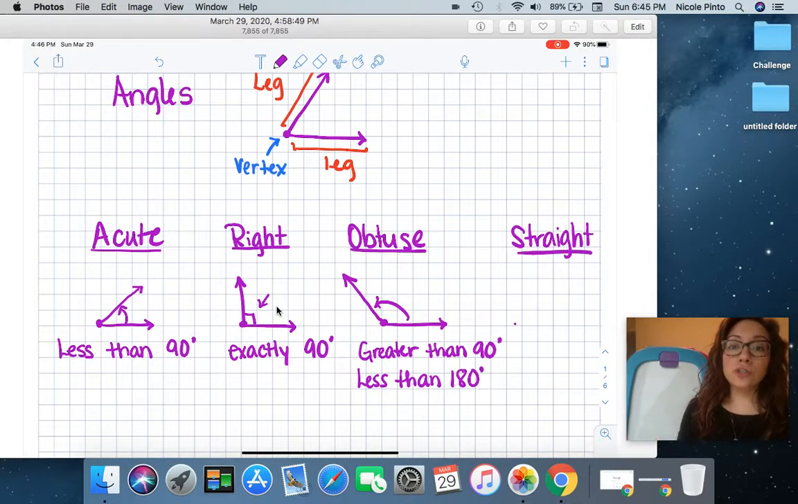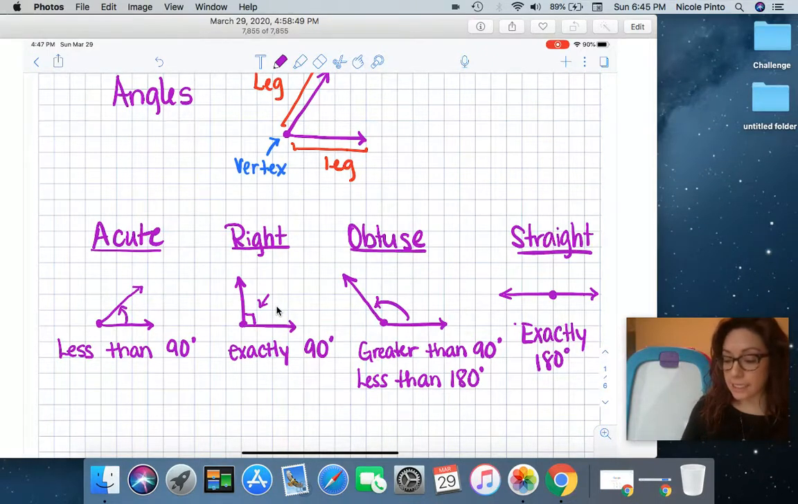The last way that we can classify an angle is by saying that it is straight. Now, your straight angle looks like this. And your straight angle measures exactly 180 degrees. Okay? Now, this is stuff that you should have learned in 6th grade to kind of help you now when we start to make these angles.